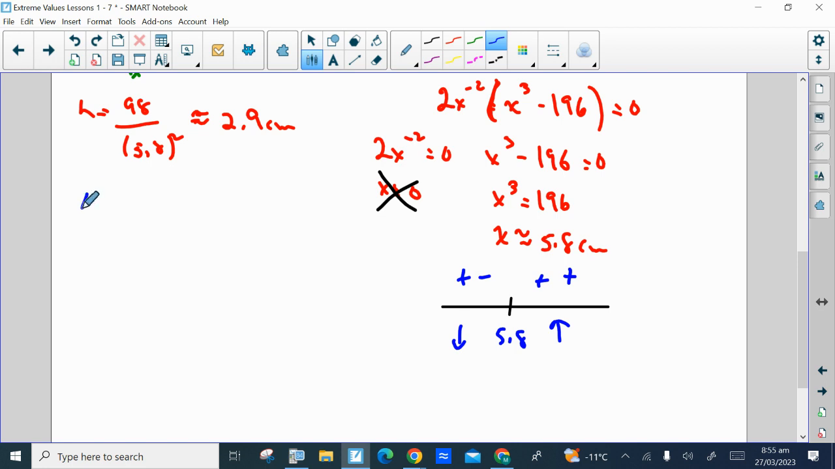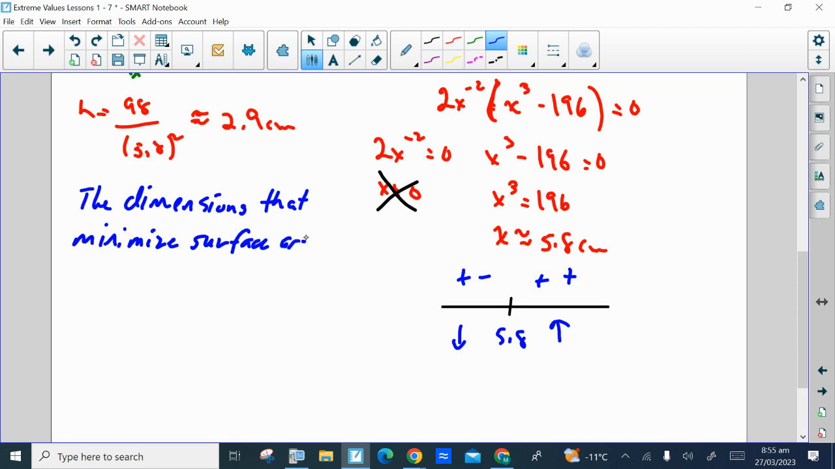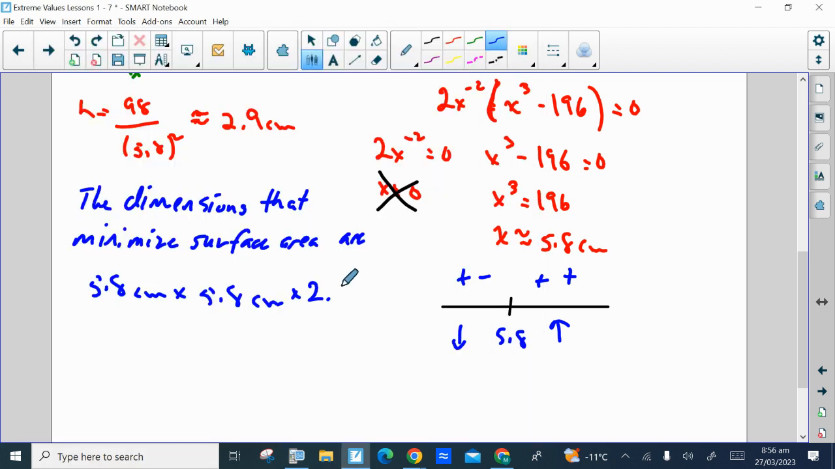Okay, so now we can say that the dimensions that minimize surface area are 5.8 centimeters by 5.8 centimeters by 2.9 centimeters. Yes, Brighton. Pardon me?